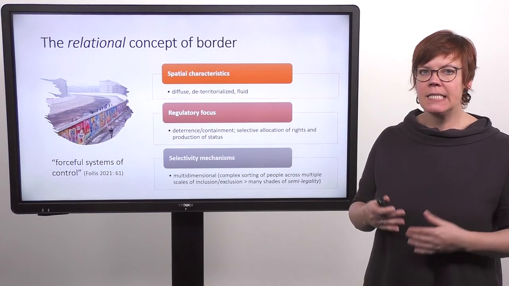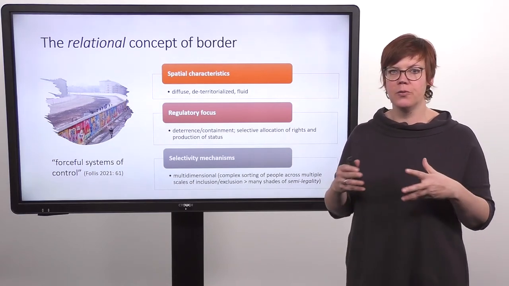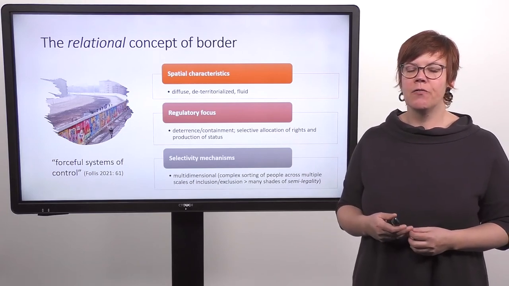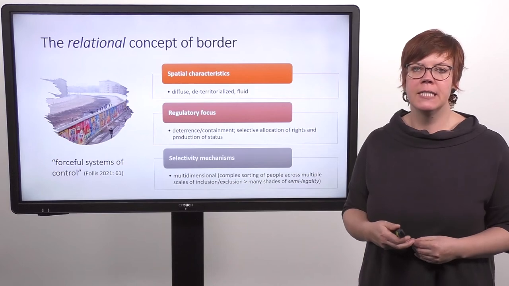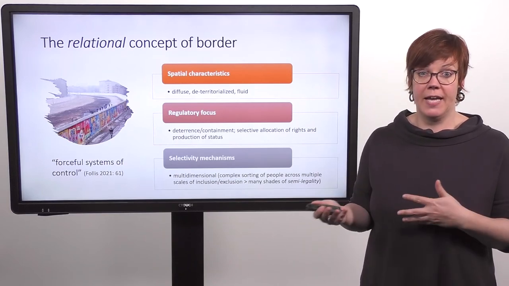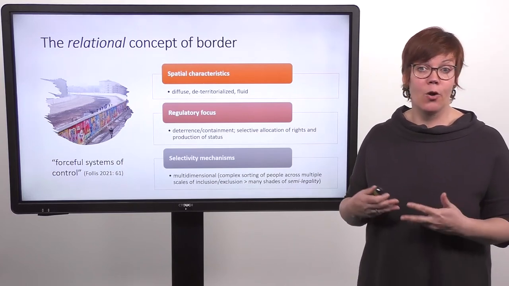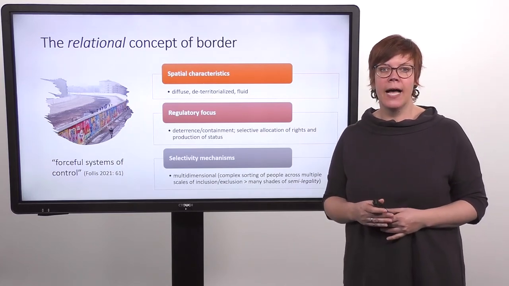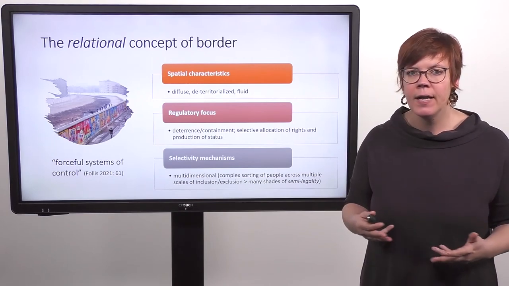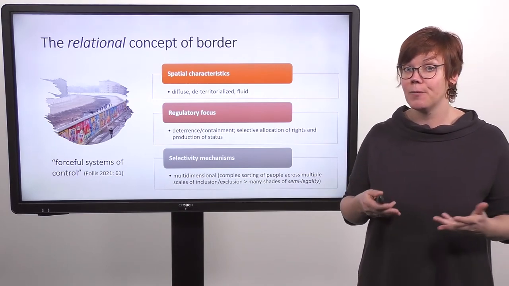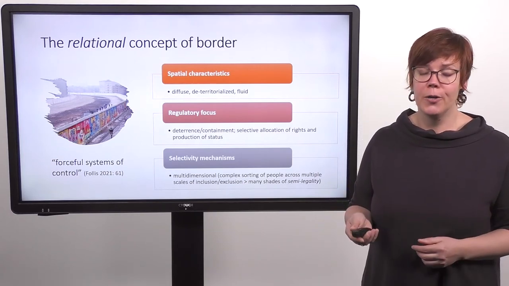So instead, I suggest that a relational understanding of borders highlights these processes as the outcomes of much more diffuse, multidimensional, and often contradictory state decisions about who should have access to a given territory and rights and on what basis. It also highlights that such decisions are situated in specific power relations between states and specific populations and between states and the global economy.